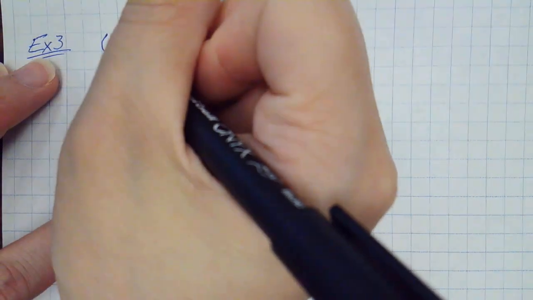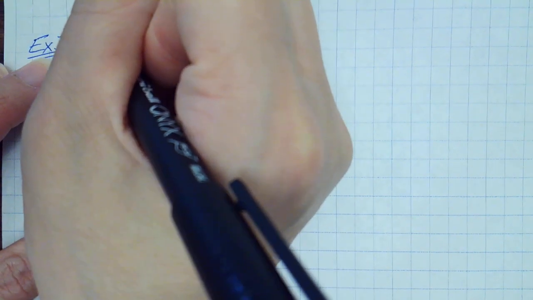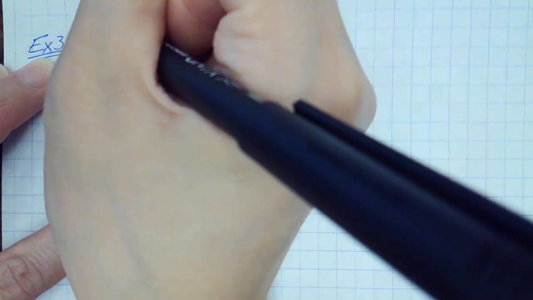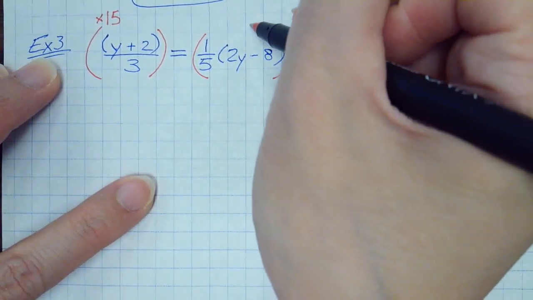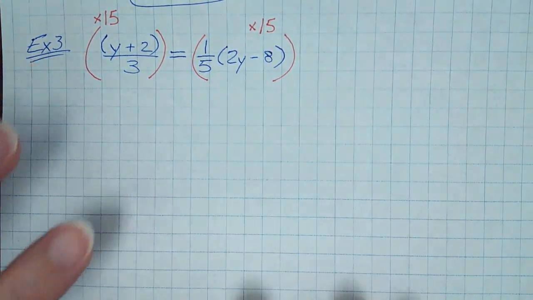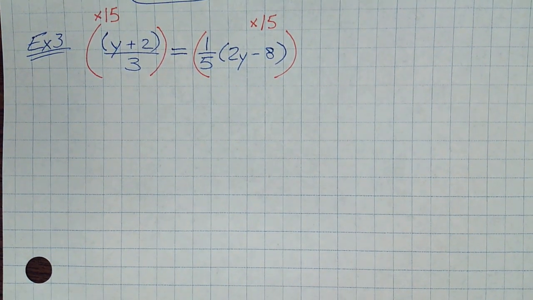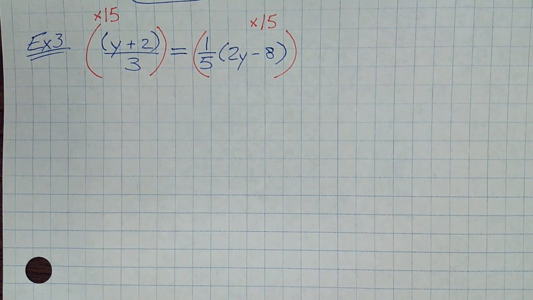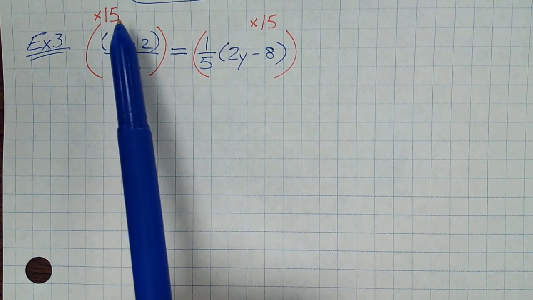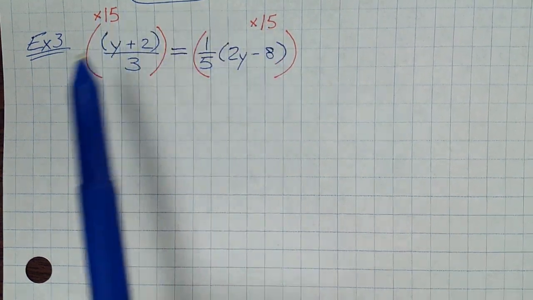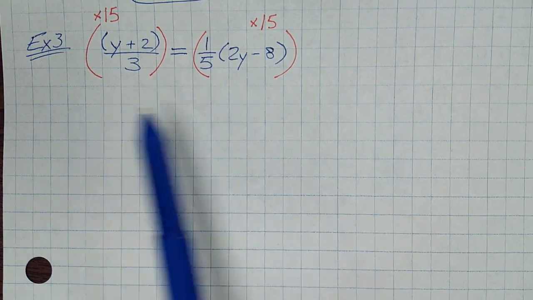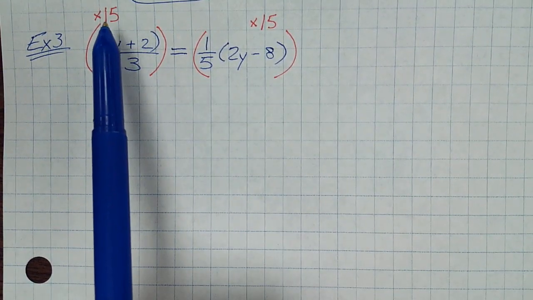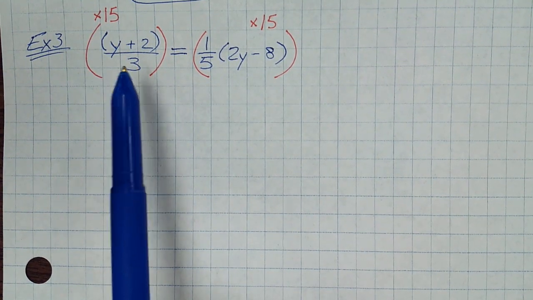How many terms do you see here? 2. Good job. So I'm multiplying this whole thing by 15. And I'm multiplying this whole thing by 15. Just like the beginning of class, what we did with number 20. All right, so now we can simplify. Remember the point of this trick is to get rid of our denominator. So by the next step, we should have no more denominator.